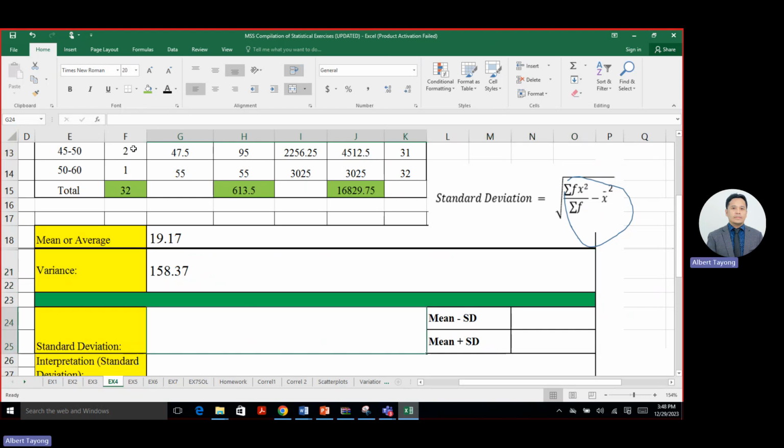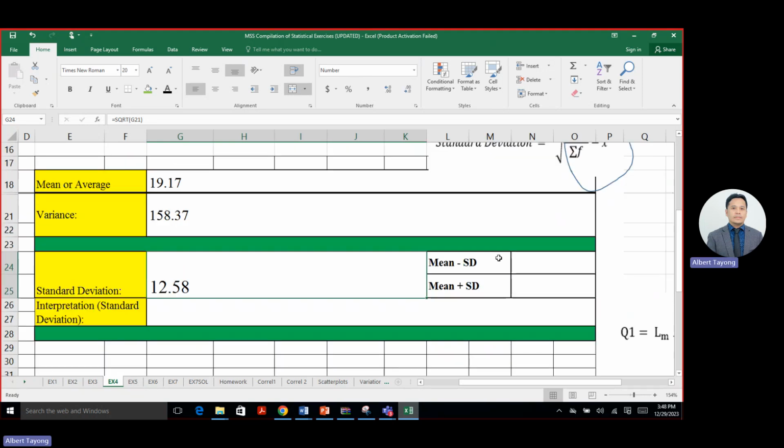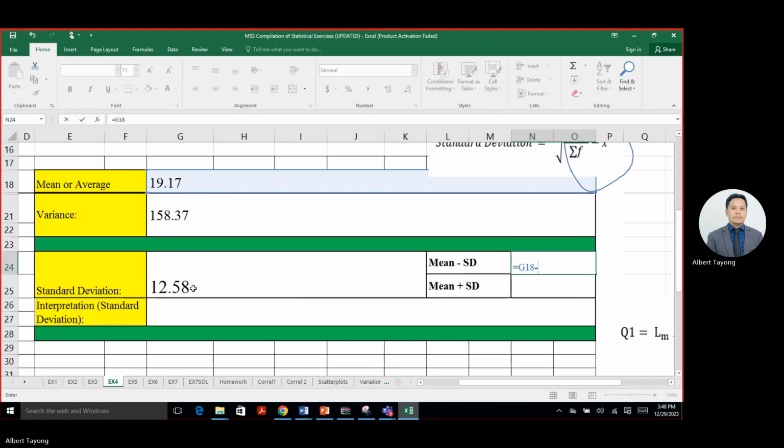For the standard deviation, that is equal to the square root, SQRT, of the variance. This one, the square root of the variance. Then we decrease 12.58. Now, we have to get the mean minus SD equals the mean minus the standard deviation.